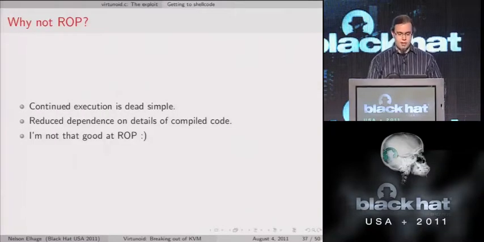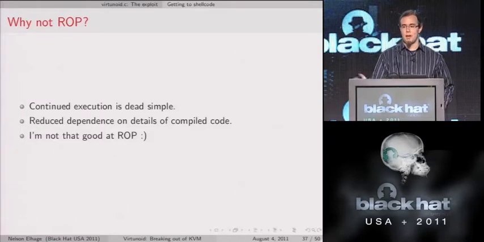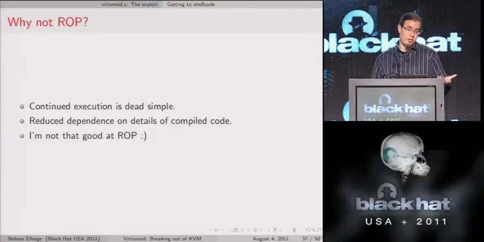And why do I have some reasons for preferring this technique to ROP, the standard return-oriented programming technique that would have worked just as well here? One thing that I like about this is that continuing execution, causing KVM to not crash, is dead simple, because in some sense we're not even corrupting anything. We're just constructing legitimate timer objects and feeding them to the QEMU main loop. So we're not smashing the stack. There's very little corruption to clean up.